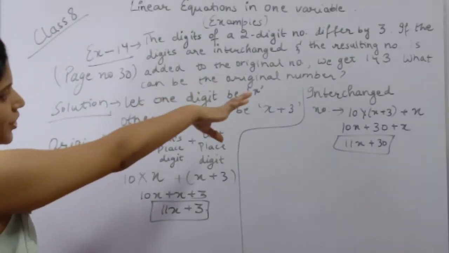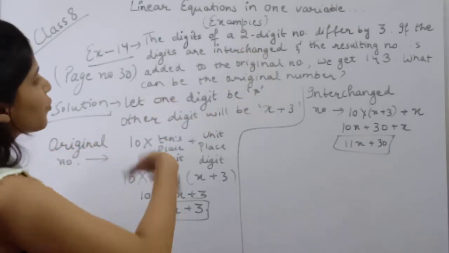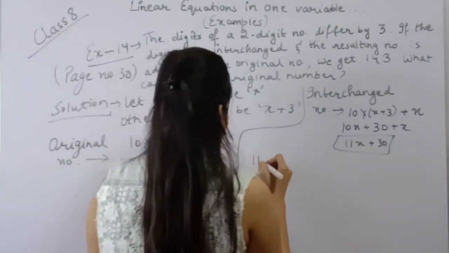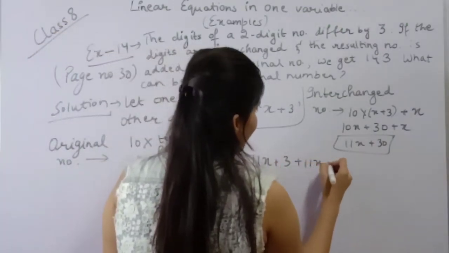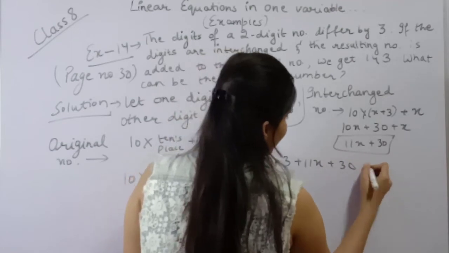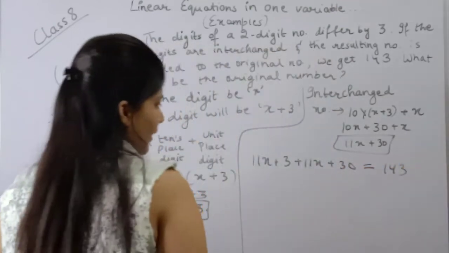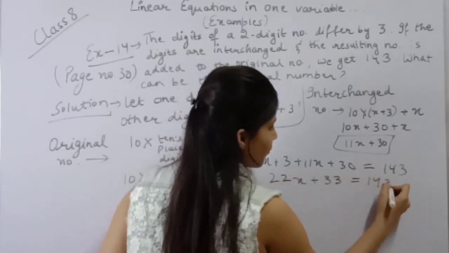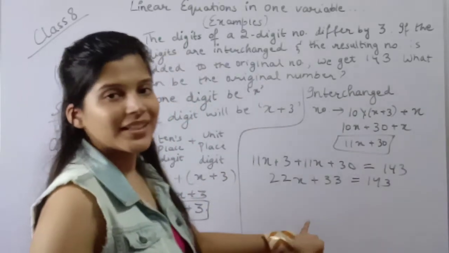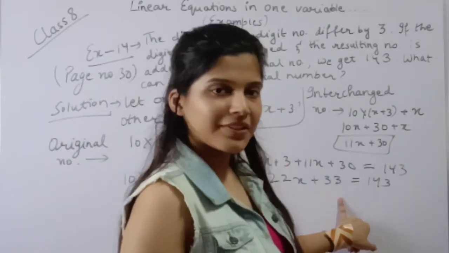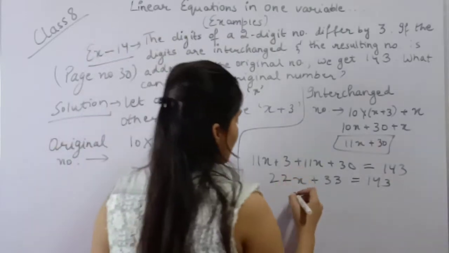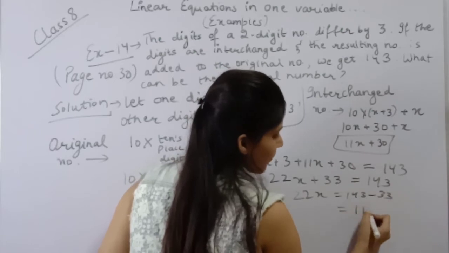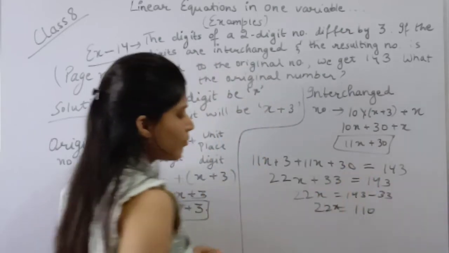Now the question says, if the digits are interchanged and the resulting number is added to the original number, meaning we add both of these, we will get 143. So 11x plus 3 plus 11x plus 30 will give us 143. 11x plus 11x is 22x plus 33, which equals 143. Now in order to find the value of x, first we will transpose 33, then we will transpose 22. So 22x equals 143 minus 33. This will be 110. 22x equals 110.